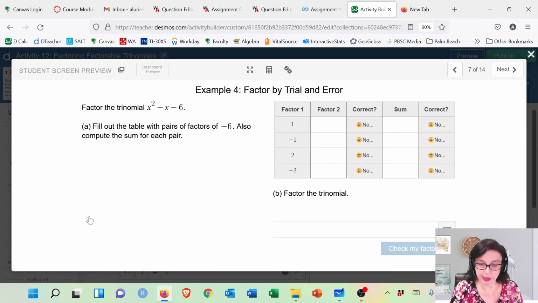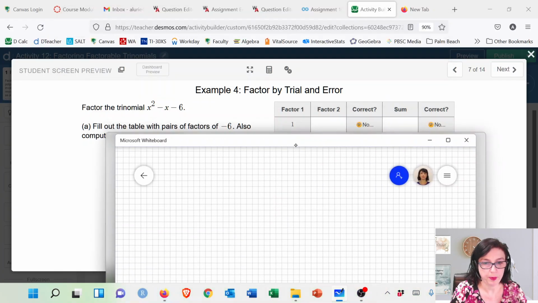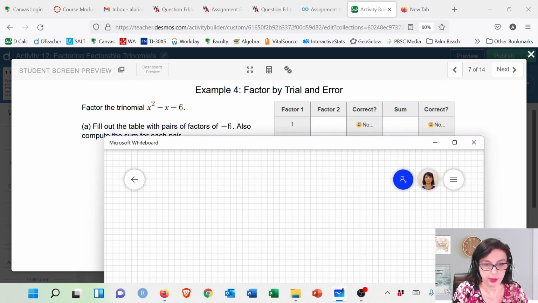Now this one is pretty complicated because both numbers are negative in front of x and also the number itself. One second, sorry. All right, so let's see if we can work this one. Okay, so that's the last example. So we had x squared minus x minus 6.